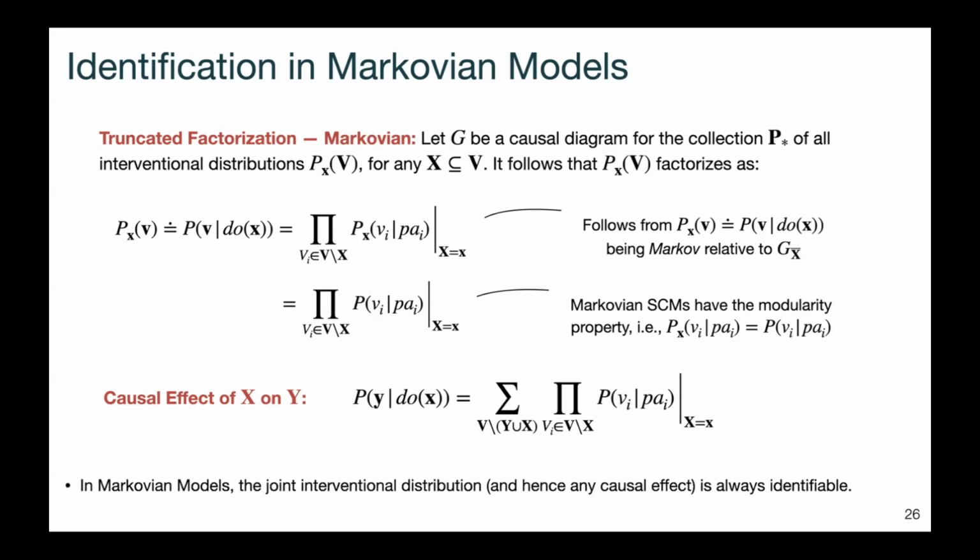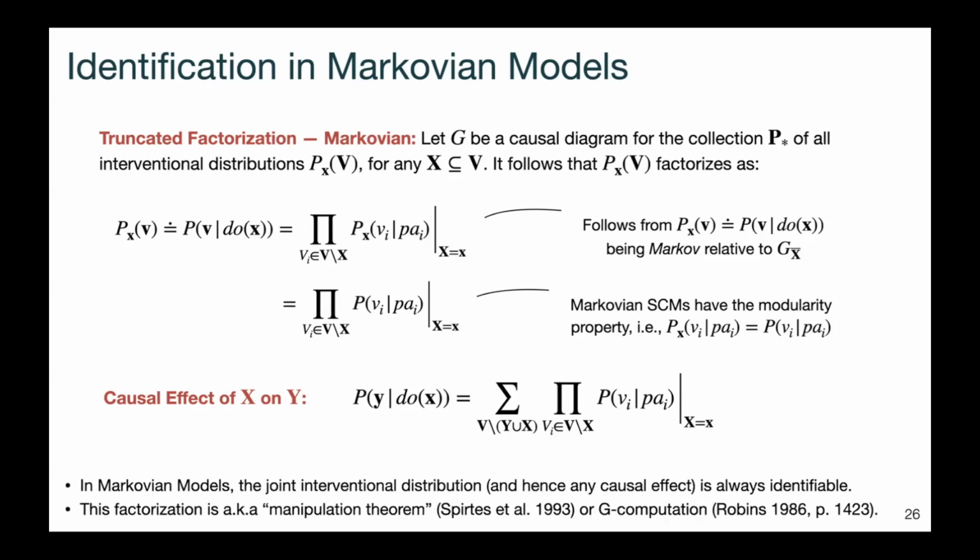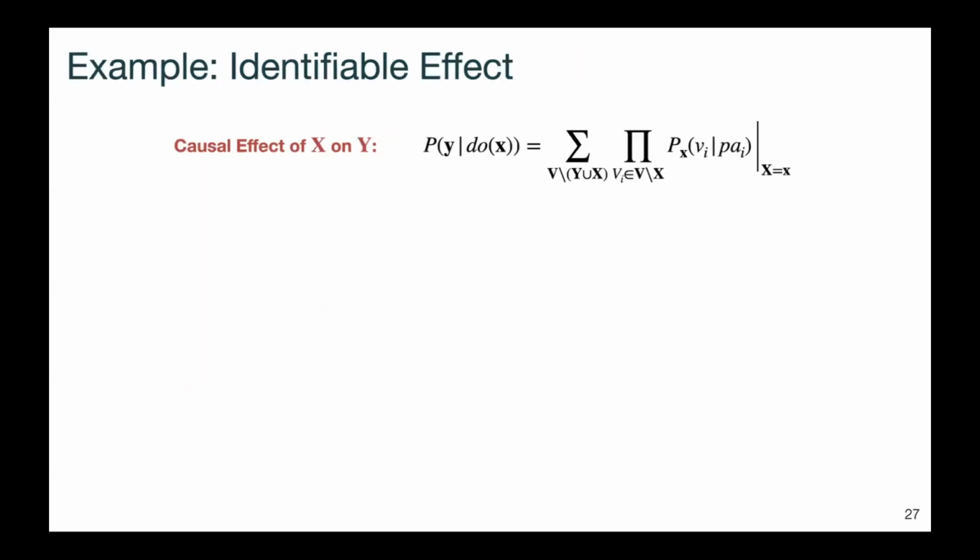So it's always identifiable. Sometimes you call this the G computation. Let's see an example. As I said, this is always going to be the same formula. So you get the graph. You see there's no bidirected edge here because it's Markovian.